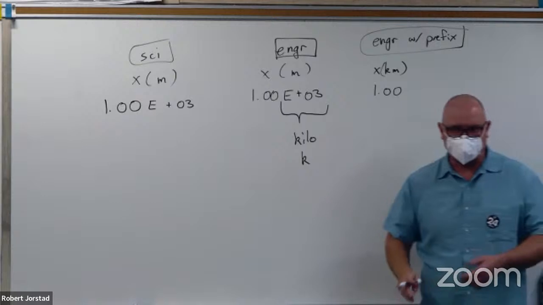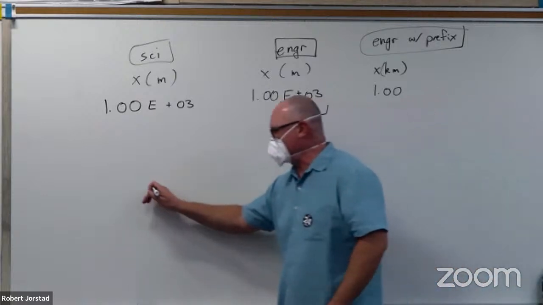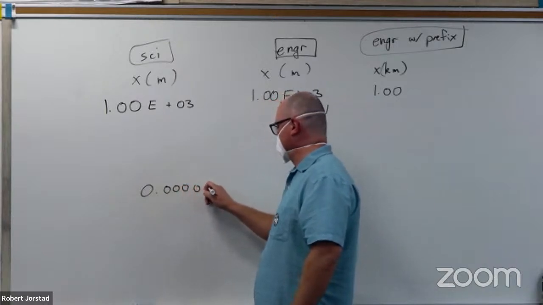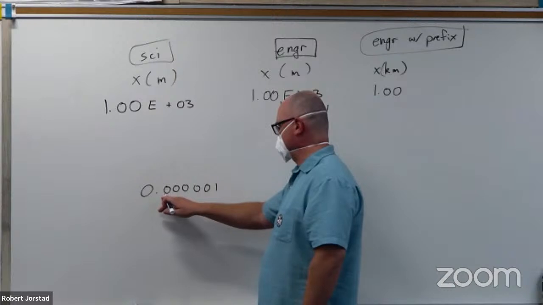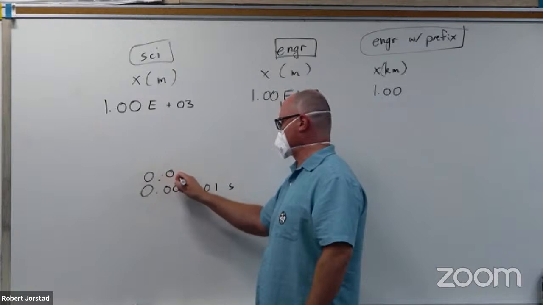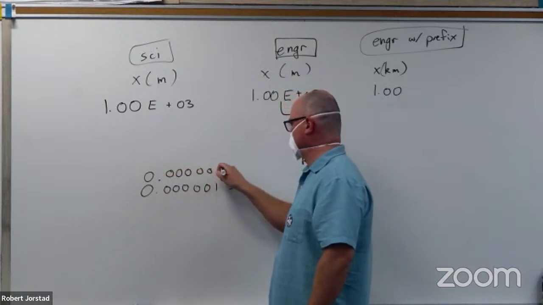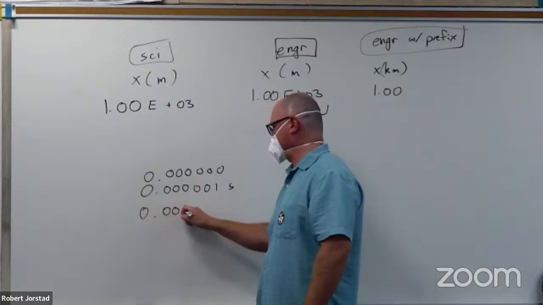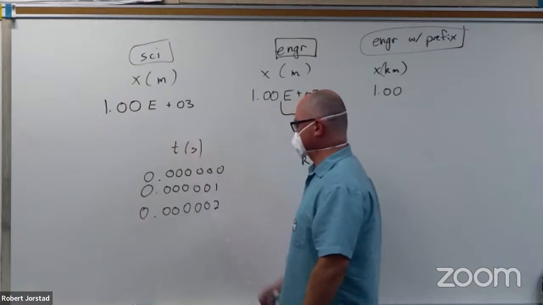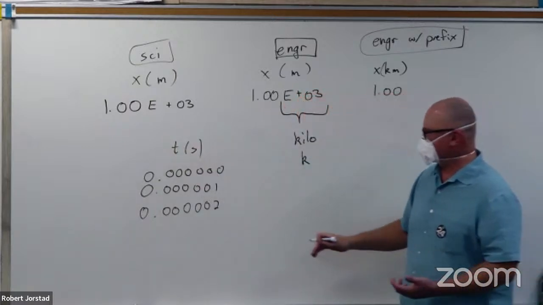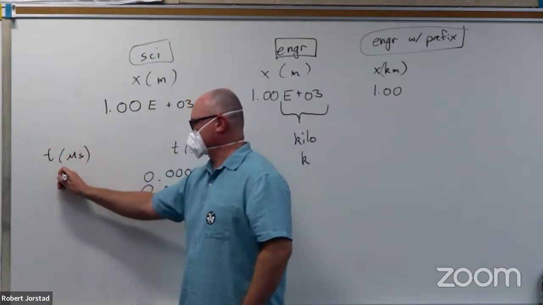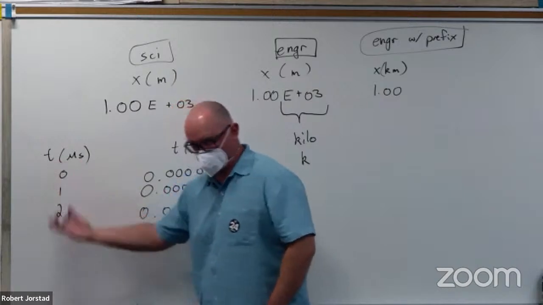Or if you had a bunch of numbers that had a bunch of leading zeros. Imagine if you had a graph where everything was done in microseconds. What if you had a data table where your times were recorded every microsecond? You can just see how fatiguing it is to write this, right? So let's say this was your time in seconds. Wouldn't this look a lot better if I wrote it as time in microseconds? So it's 0, 1, 2, etc.